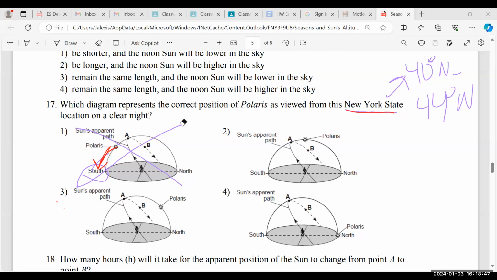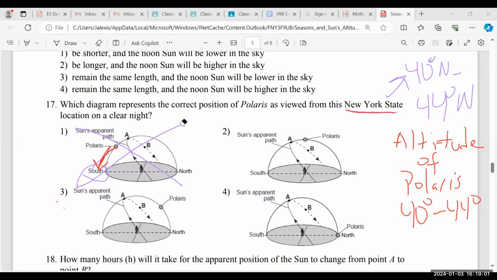that means that my altitude of Polaris is also going to be somewhere between 40 degrees to 44 degrees, right? So it can't be choice 4 because the angle is 0 here.